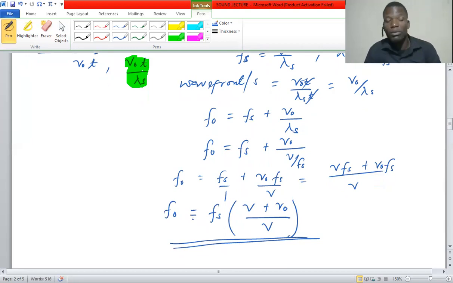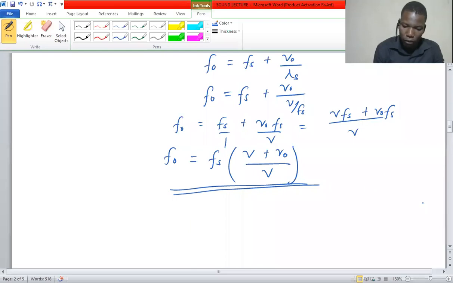Okay. When the observer is moving towards a stationary source, this is going to be the change in the pitch. Like I mentioned, there are different cases. In this one, you can see that as the observer is moving towards the stationary source, the observer is going to detect an increase in frequency. Okay, the frequency is going to increase.